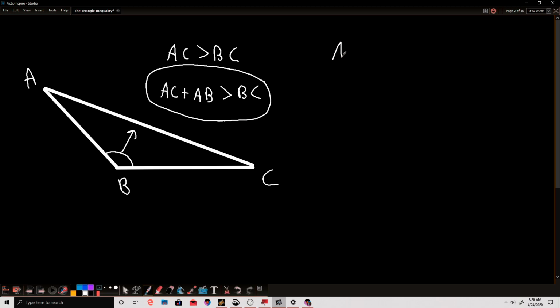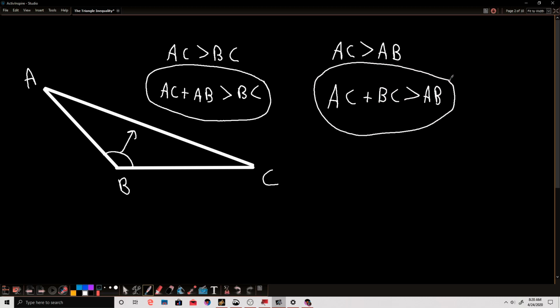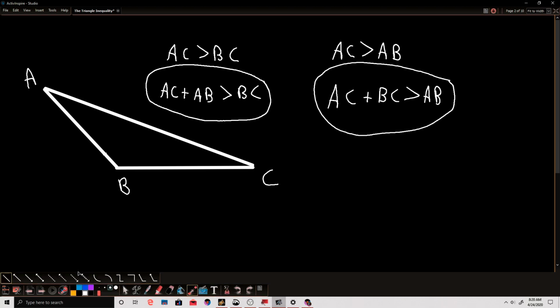Another thing we know is that AC is greater than AB. So we know for sure that AC plus BC is greater than AB. So that's the second inequality, I should say. Now I just need to find the third one. And it turns out we're going to use a similar technique. We're going to drop an altitude from B to create two right triangles.